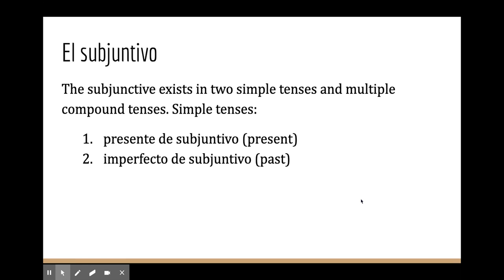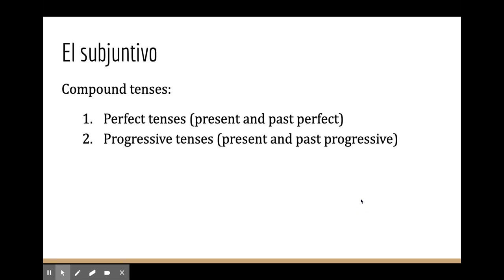So el subjuntivo exists in two simple tenses and multiple compound tenses. We're going to mainly focus on the simple tenses. The one you've already seen, present subjunctive, el presente subjuntivo, and then the one we're going to see today, el imperfecto de subjuntivo, is the past subjunctive. But there are also compound tenses.